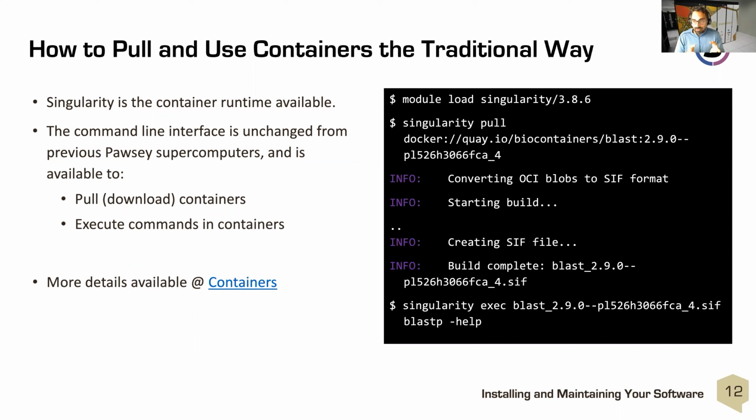So you would load the Singularity module. You could then download a specific container, such as with singularity pull. And this happens to be downloading Blast to the local directory. And then you could run the commands that exist in this container with singularity exec, then the container, and blast help with the package name. So that's still perfectly valid. It works just fine.